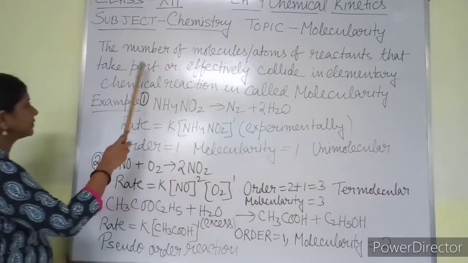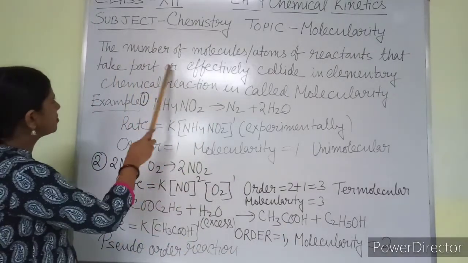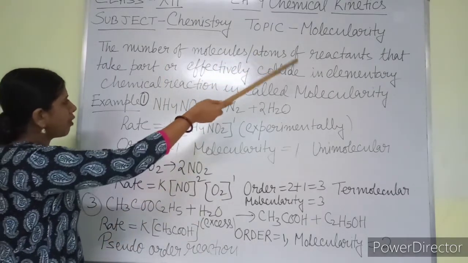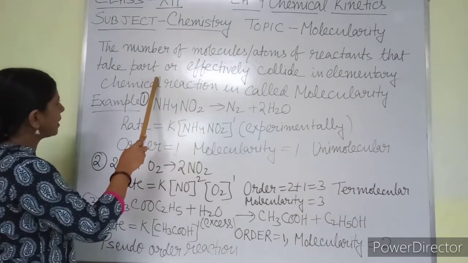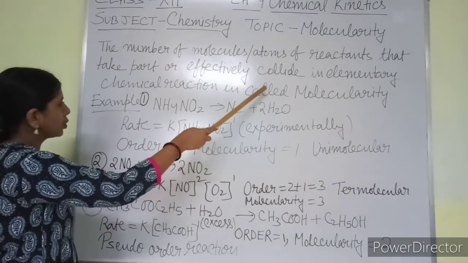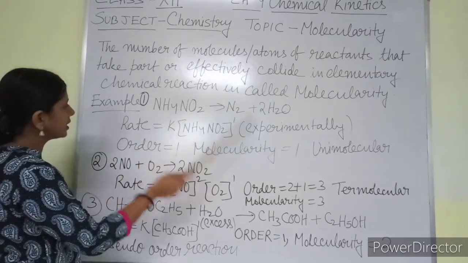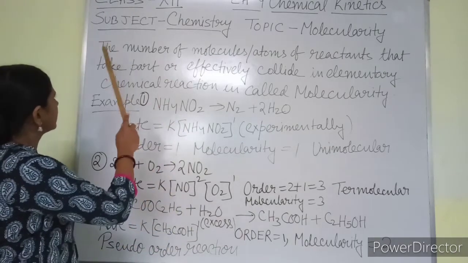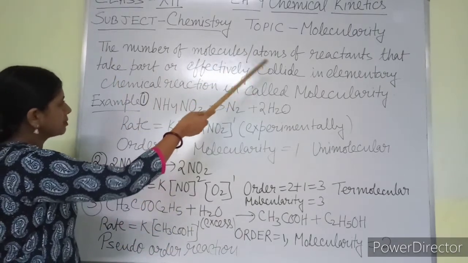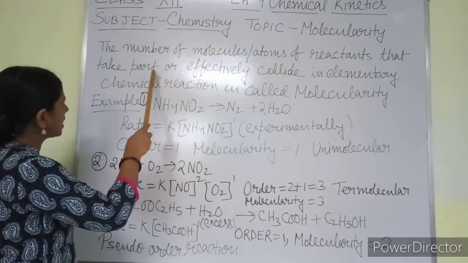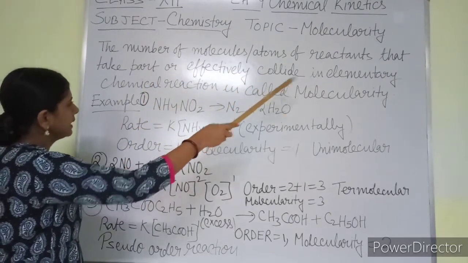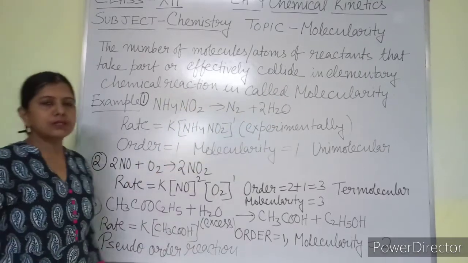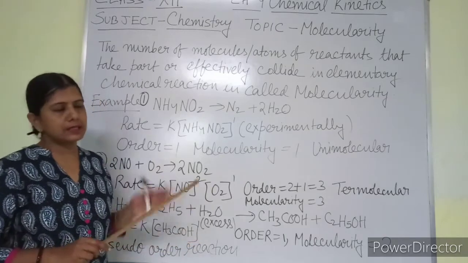I have written here the definition of molecularity. The number of molecules or atoms of reactants that take part or effectively collide in an elementary chemical reaction is called molecularity. I am repeating it again. The number of molecules or atoms of reactants that take part or effectively collide in an elementary chemical reaction, that is called molecularity. Now some meanings you have to know in this definition.